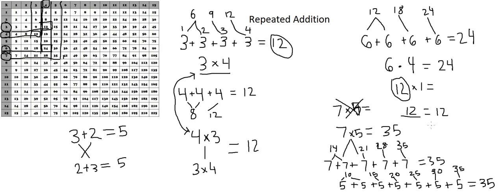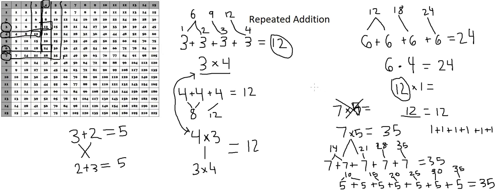Or we can add 1 twelve times, and then, okay, that's not exactly how it reads, but you get the gist. It's going to be 12. Just like 12 times 1. If we add 12 one time, it's going to be 12.